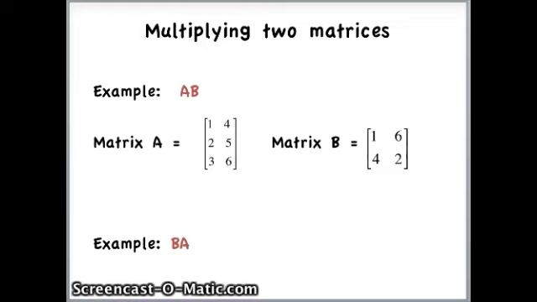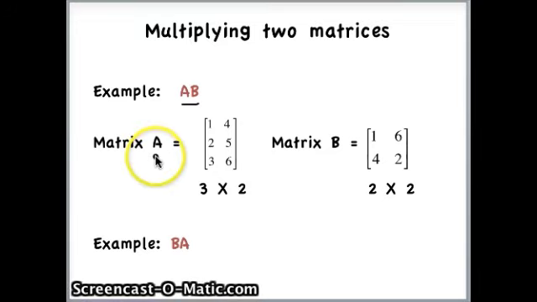Okay, multiplying two matrices is a little bit more difficult, so I need you to pay close attention and take very detailed notes. Let's get started. Let's say we want to multiply a matrix A by matrix B. The first thing we need to do is identify the dimensions of each of the matrices. Matrix A is a 3 by 2, and matrix B is a 2 by 2.